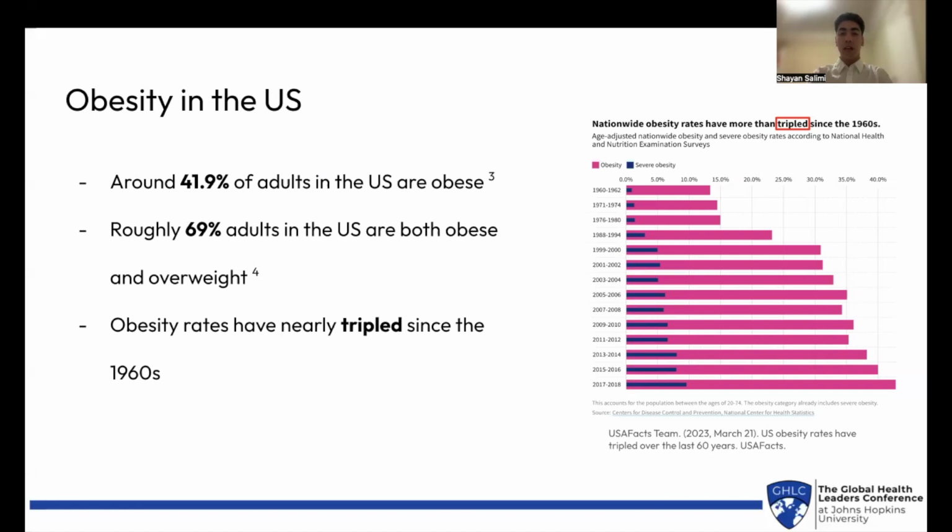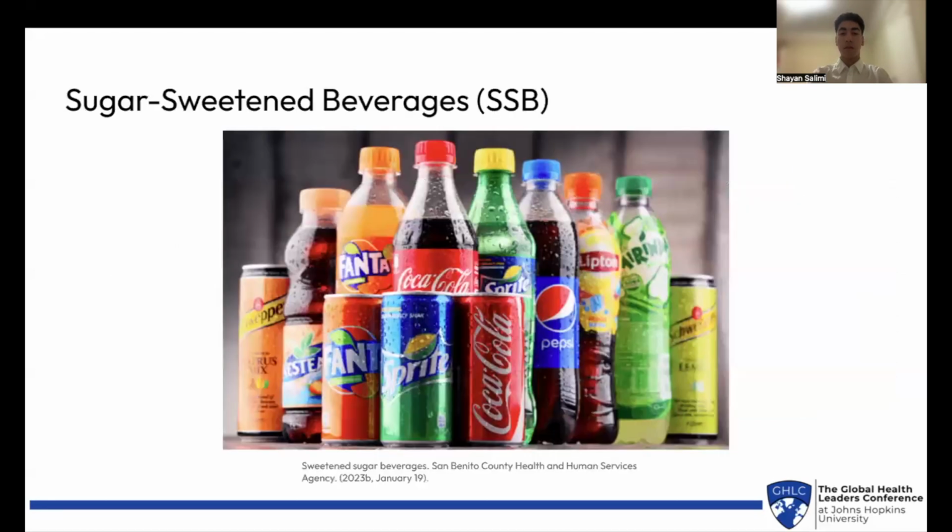Looking at this, I thought the most effective way to tackle this issue would be through targeting a large cause of obesity and trying to mitigate it to help solve the problem. So after reading article after article after article about the largest contributors to obesity, I came across sugar-sweetened beverages, something that I've seen around me and almost everywhere that I go.